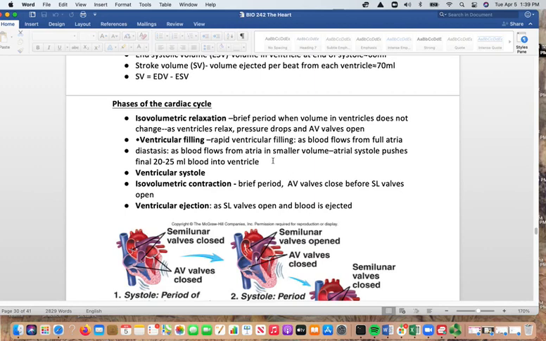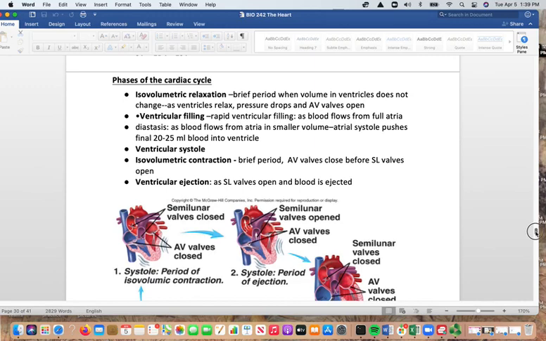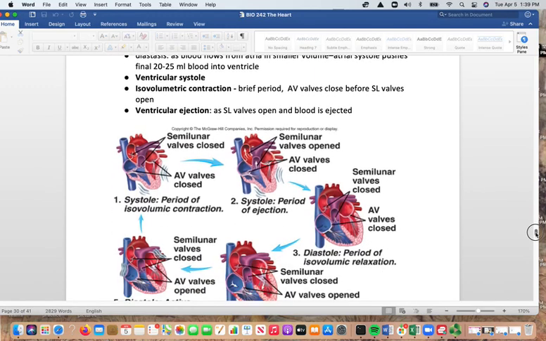With diastasis, blood flows from the atria into the ventricles in smaller volume. When the atria go into systole, or contract, that's going to push that final 20 to 25 milliliters of blood into the ventricle. So the next stage would be ventricular systole. So we have isovolumetric contraction, a brief period again where the AV valves close before the semilunar valves open. So it keeps the volume. And then ventricular ejection, so the semilunar valves open and blood gets ejected.